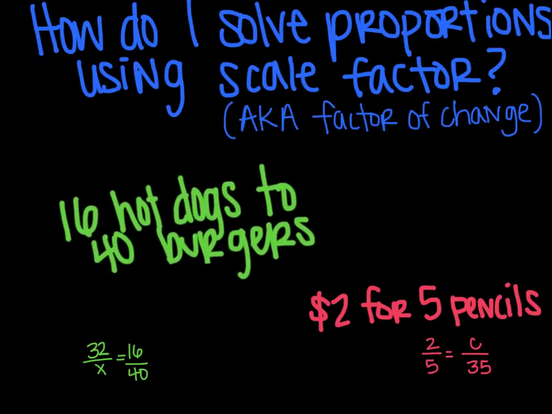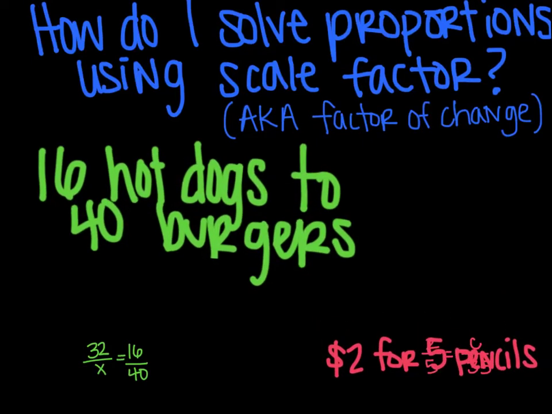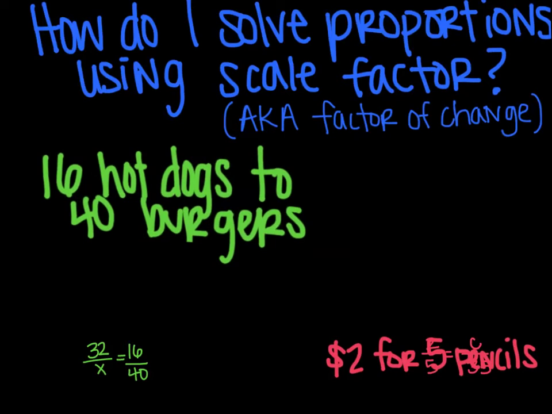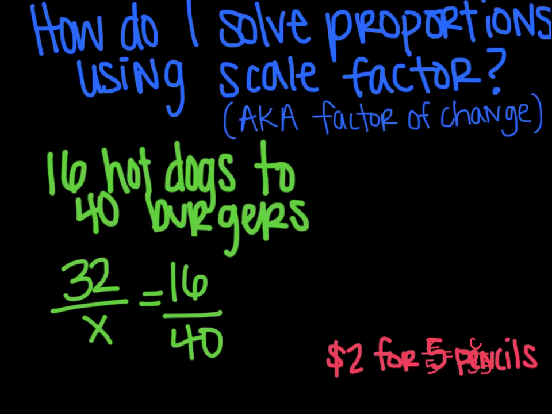I have my first example here for you, 16 hot dogs to 40 hamburger buns. That is your ratio, your rate, and it's going to be written as 16 over 40. And then let's say you needed to find what 32 was. Labeling is very helpful in this instance. So it would be hot dogs, 16 hot dogs to 40 burgers. And then 32 hot dogs is what you have. You're trying to find how many burgers that is, proportionality wise. So labeling is very helpful.